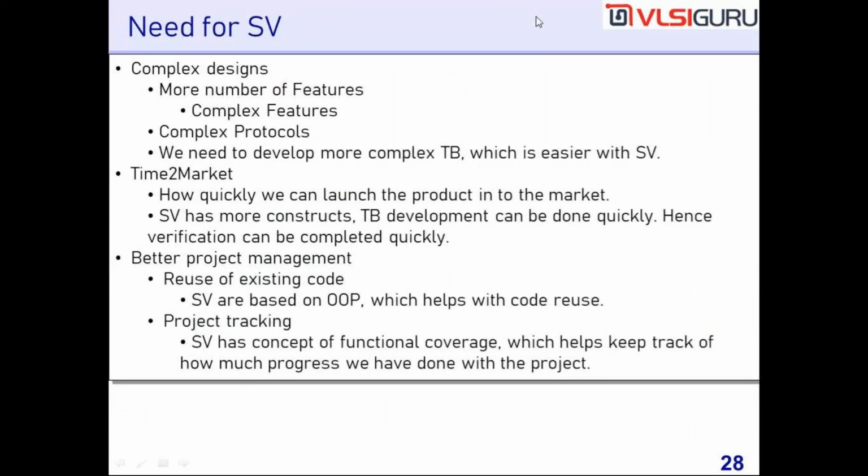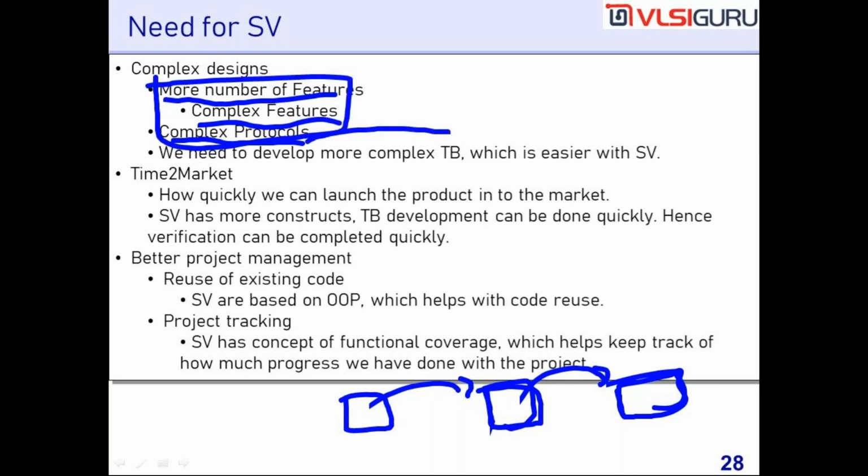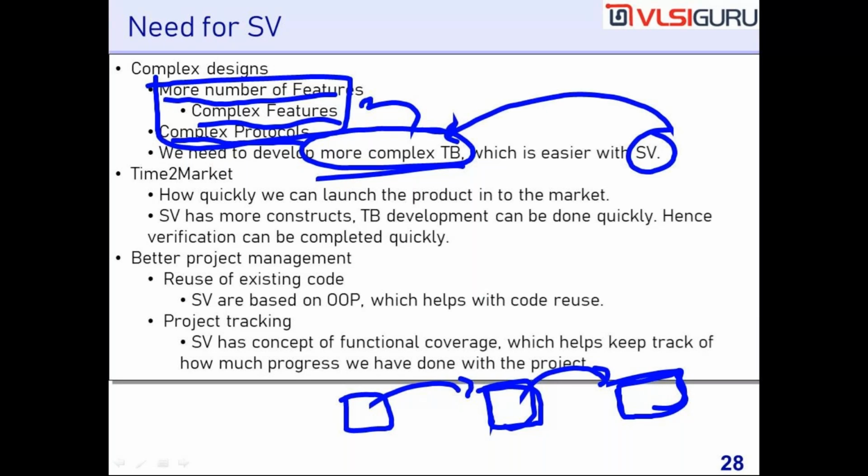Now let us first start with understanding why we need System Verilog. System Verilog is required because design complexity is increasing. With every passing year, whatever electronic product you have, 2-3 years later it is more complex. Again, after 2-3 years, it is more complex. What is meant by complexity? More number of features, more complex features, and complex protocols to implement those features. So to verify these kinds of complex things, you need a more complex test bench. Because design is complex, your test bench also should be complex. System Verilog makes this complex test bench development easier. This is the first reason.